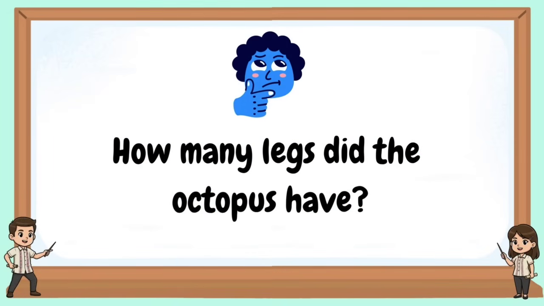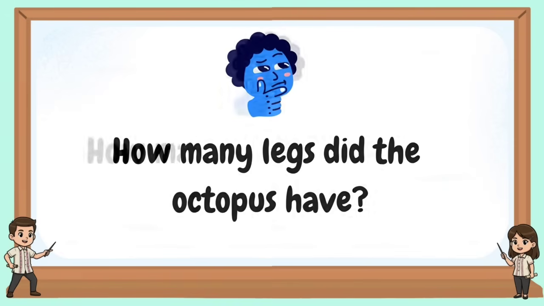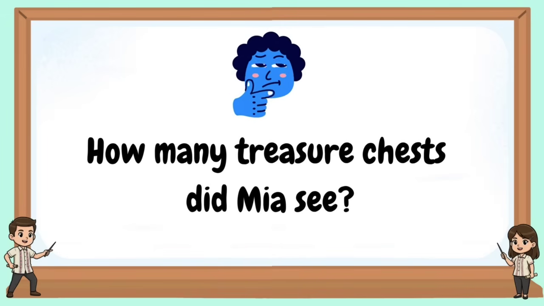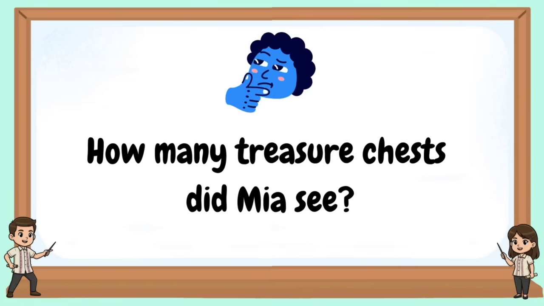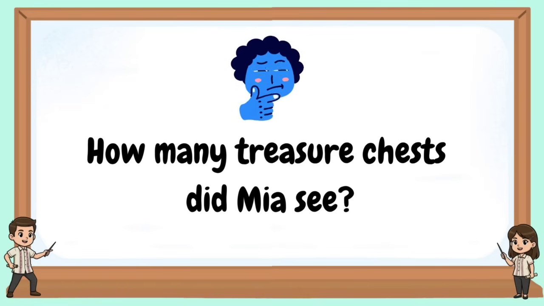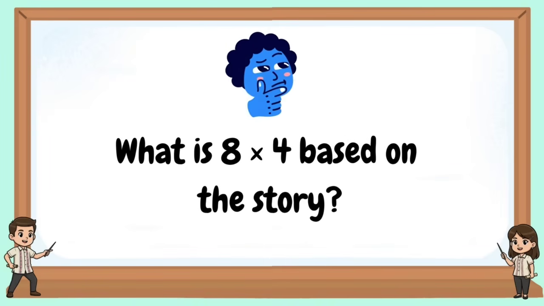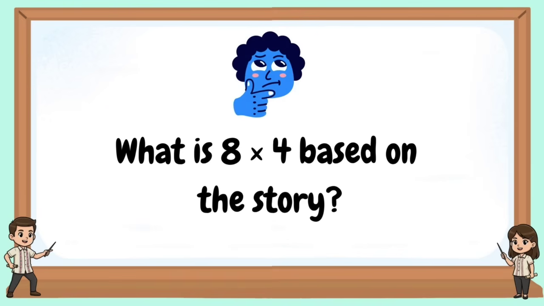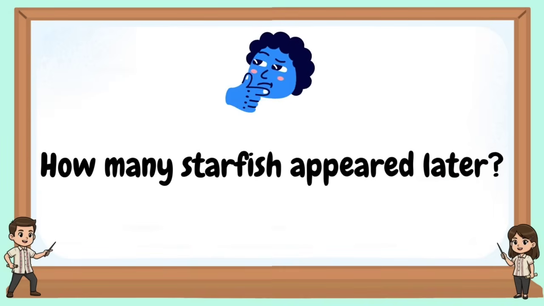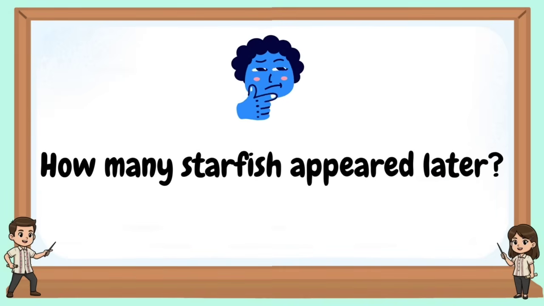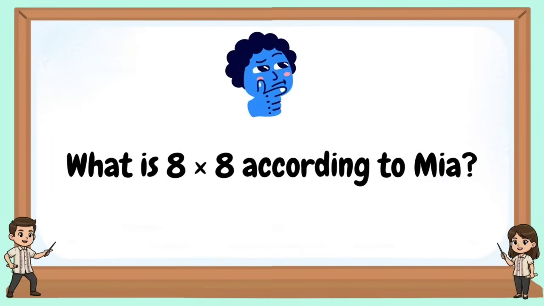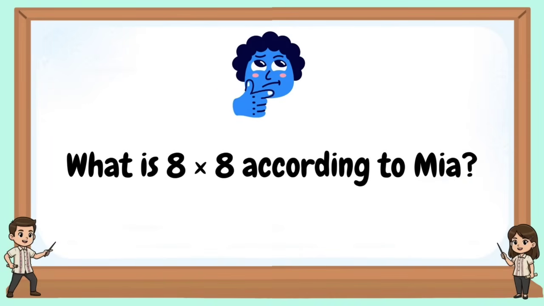How many legs did the octopus have? How many treasure chests did Mia see? What is 8 times 4 based on the story? How many starfish appeared later? What is 8 times 8 according to Mia?